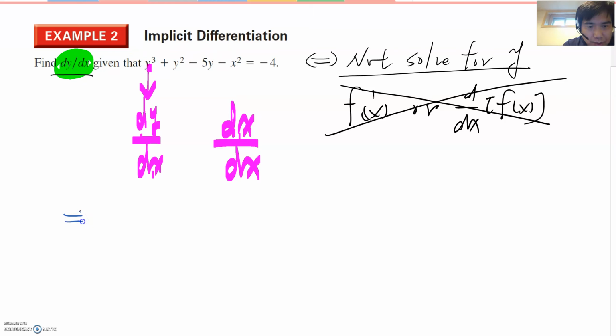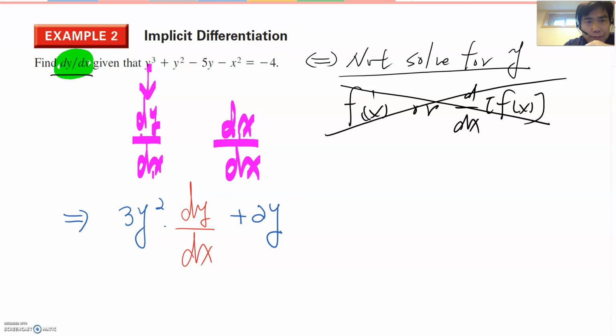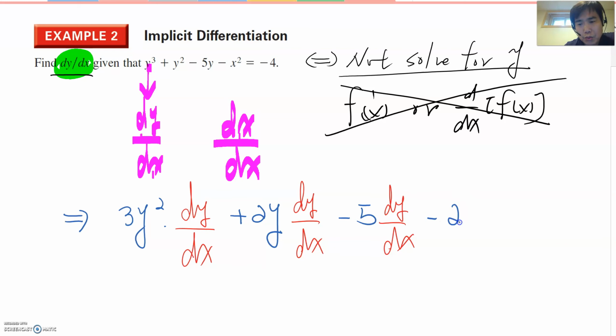So this becomes 3y squared, don't forget dy over dx. So we differentiate y based on dx, and then plus 2y dy over dx, minus 5 dy over dx, minus 2x dx over dx, and equal to 0. I mean, in this case, the reason I didn't put dx over dx or dy over dx is that the derivative of a constant becomes 0.